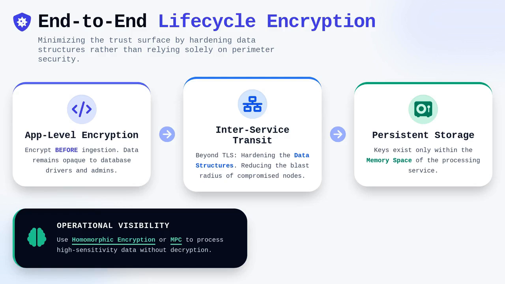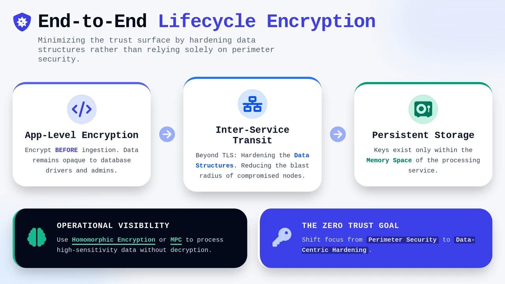Consider the challenge of maintaining operational visibility while keeping data encrypted. This necessitates patterns like homomorphic encryption or secure multi-party computation in specific high-sensitivity use cases. By hardening the data structures themselves, rather than relying solely on perimeter security or identity-based access control, you reduce the blast radius should an underlying component be compromised. It is an exercise in minimizing the trust surface of your infrastructure's individual nodes.